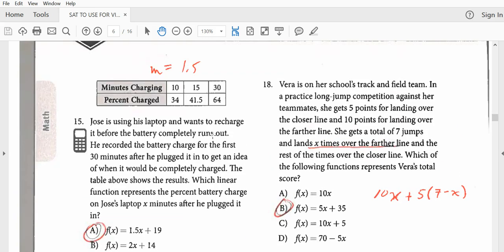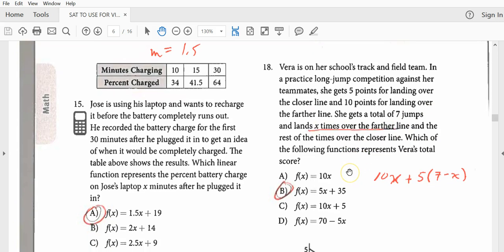Alright. 18. Vera's on her school's track and field team. Long jump, basically she gets 5 points if she gets over the close line, 10 for the longer. She gets a total of 7 jumps and lands x times over the farther line. So the total she'd get here is 10x for over that farther line. So the number of times she would be at the closer line would be 7 minus x, because it says she had 7 total. So 7 minus x times 5, that would be the best way to figure out how many total points.